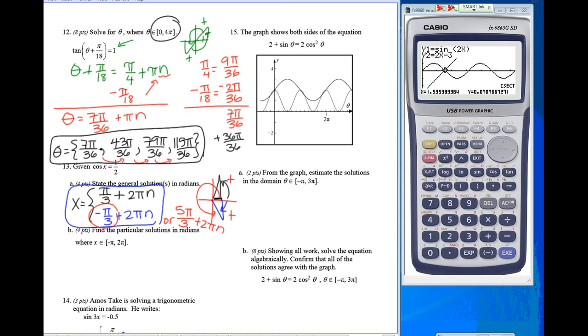All right, number 14 says find the particular solutions in radians where x is between negative pi and 2 pi. Well, I already have a couple of solutions up there. Starting with the first one, the pi over 3, I'll list that one again because that worked. Now I want to say, could I take that one and add 2 pi to it? Is it going to be too big? Yes, if I add 2 pi, it's going to be bigger than 2 pi.